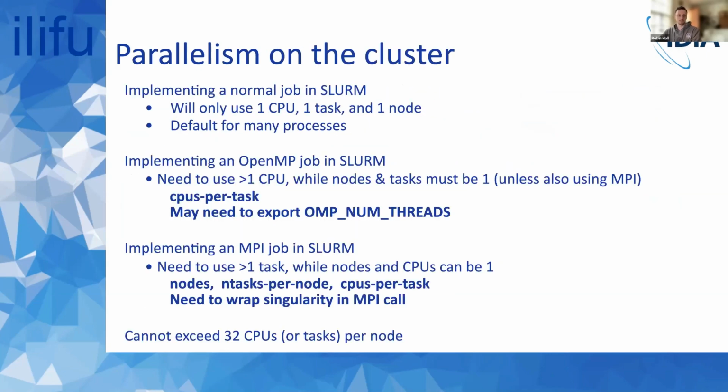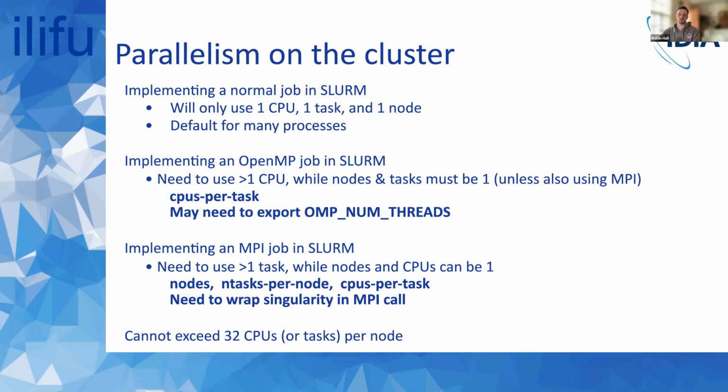So when considering parallelism on ilifu, the three things that we need to look at are the number of CPUs, the number of tasks, and the number of nodes a job will use. So a normal job is typically entirely serial and uses just one CPU, one task, and one node. If you want to use multiple CPUs, you can specify more than one CPU per task while keeping the nodes and the tasks at one.